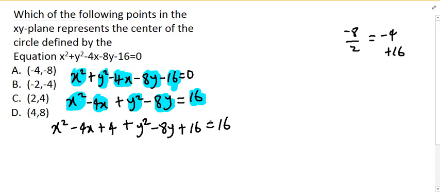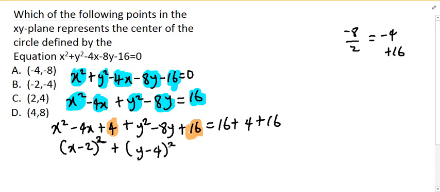Okay, so one thing to do is that you need to add these numbers to both sides of the equation. These numbers you got, you have to add them to both sides of the equation. So in doing that, we're going to have 16 plus 4 and then also plus 16. So from here, let's combine these numbers. So we have x minus 2 all squared and then plus y minus 4 all squared.